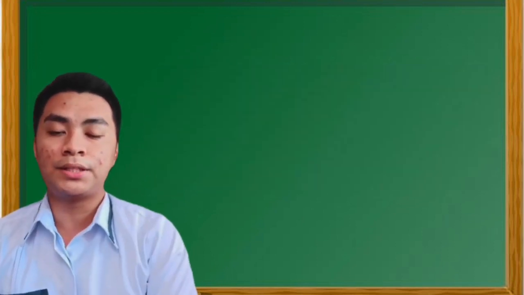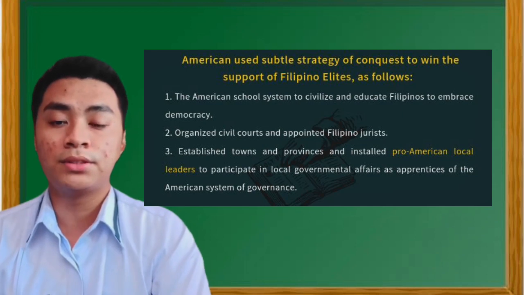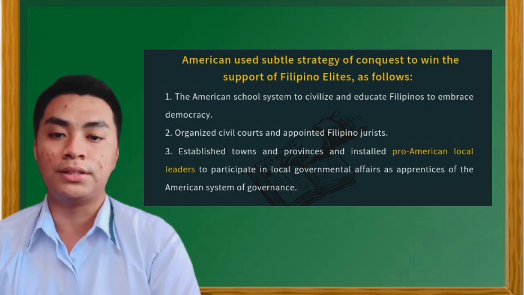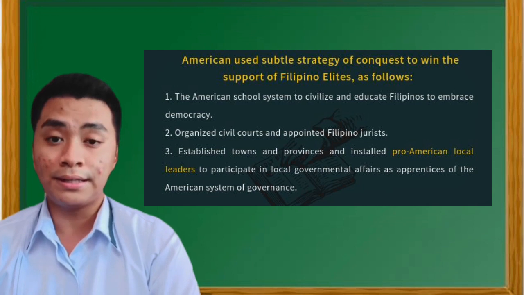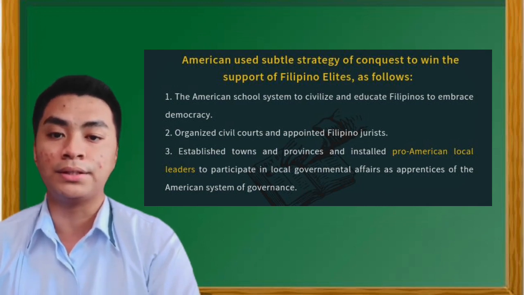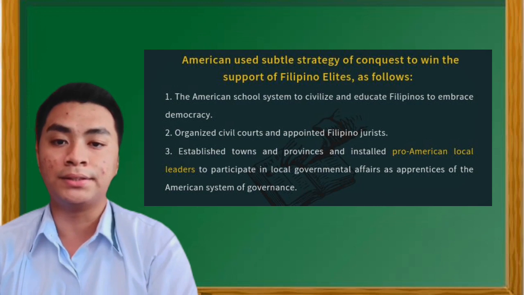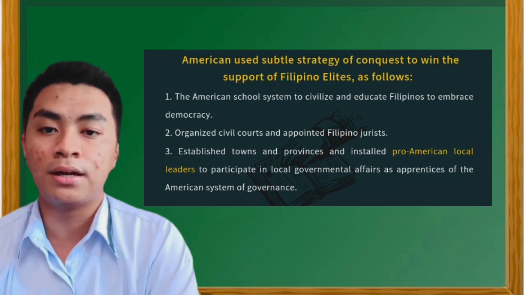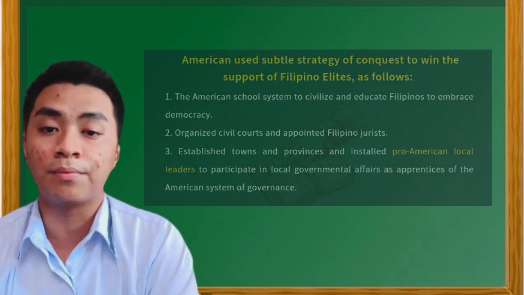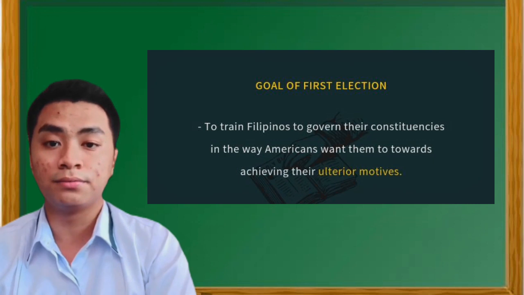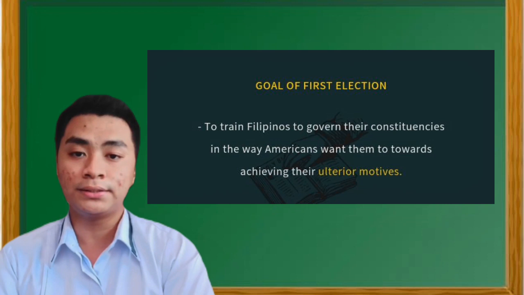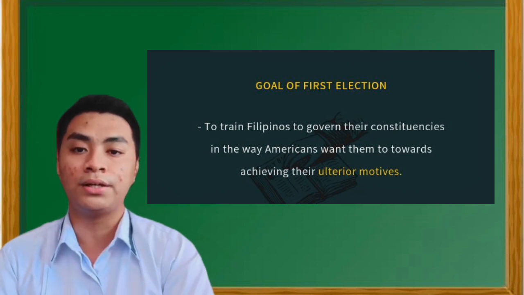After the pacification campaign, the Americans used a subtle strategy of conquest to win the support of the Filipino elites. The American school system was used to civilize and educate Filipinos to embrace democracy; they organized civil courts and appointed Filipino jurists, established towns and provinces, and installed pro-American local leaders to participate in local governmental affairs as apprentices of the American system of governance. Goal of the first election: to train the Filipinos to govern their constituencies in the way Americans wanted them to, towards achieving their ulterior motives.